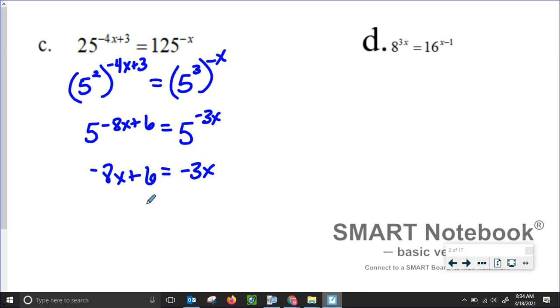We can add 8x to both sides, divide by 5, so x is equal to 6/5.